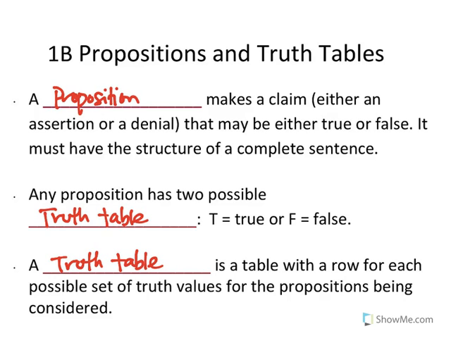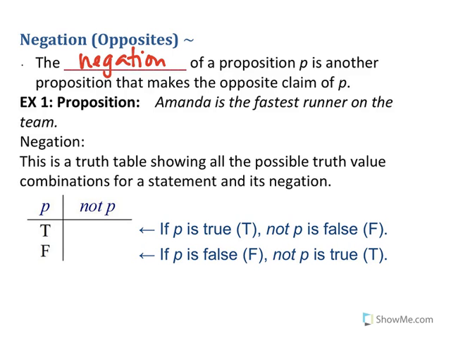A proposition makes a claim, either an assertion or a denial, that may be either true or false. It must have the structure of a complete sentence. So any proposition has two possible truth values, either true or false. A truth table is a table with a row for each possible set of truth values for the propositions being considered. A negation, the negation of a proposition P, is another proposition that makes the opposite claim of P.